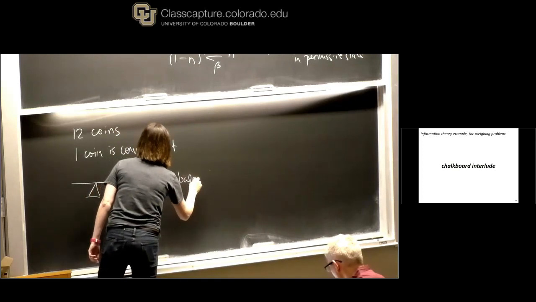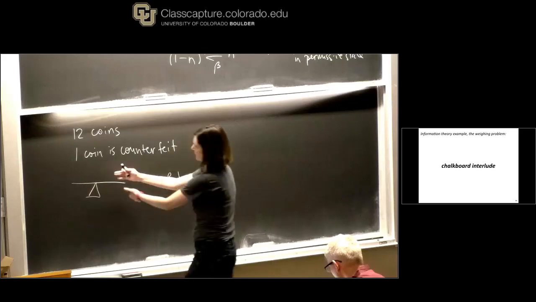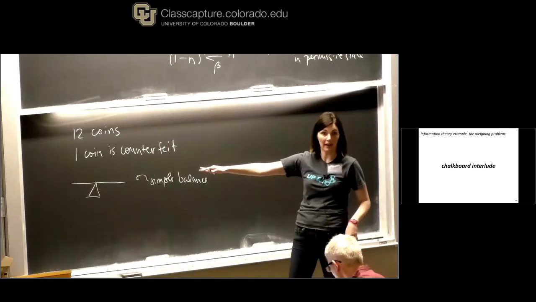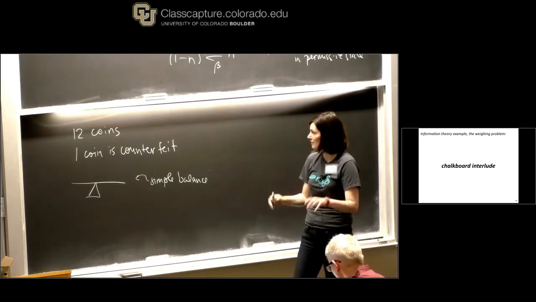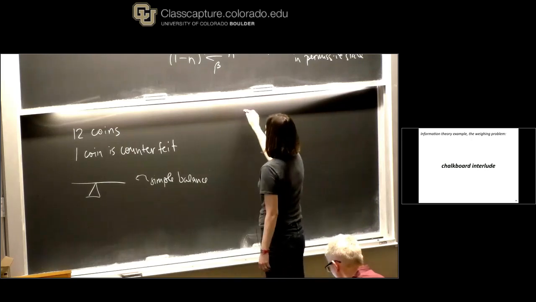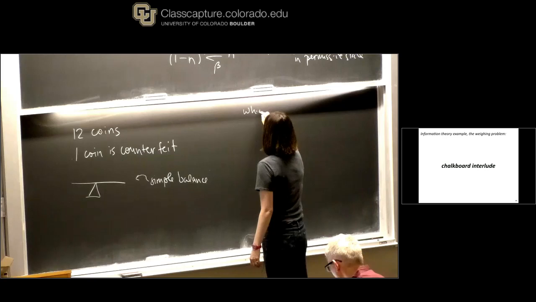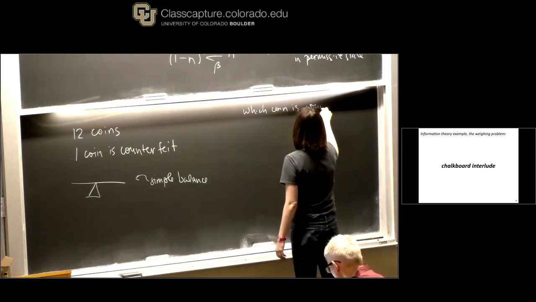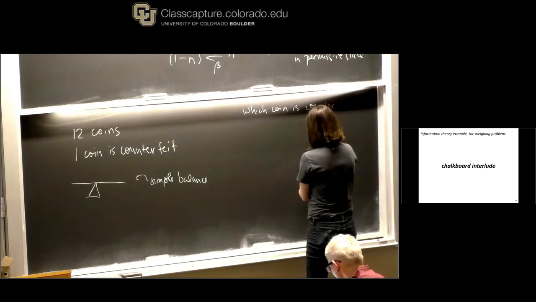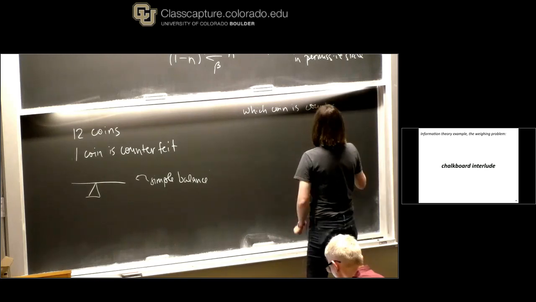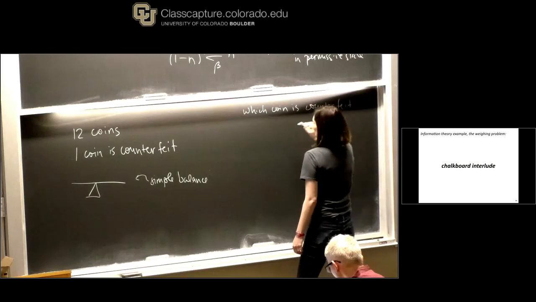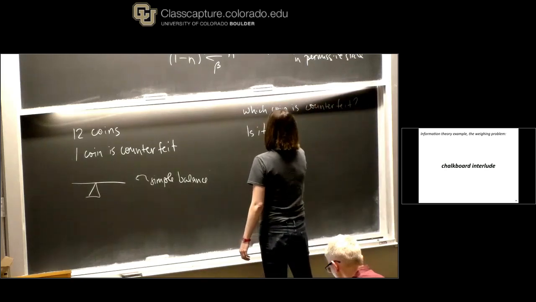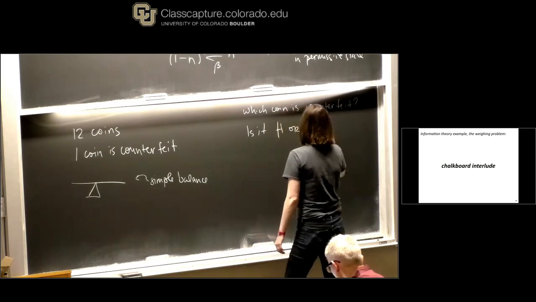A simple balance, where you can put some number of coins on the right or left side of the balance and you see if it tips up or down. It does not tell you a weight. It's just a simple balance. So you need to tell me which coin is counterfeit, and is it heavy or light?